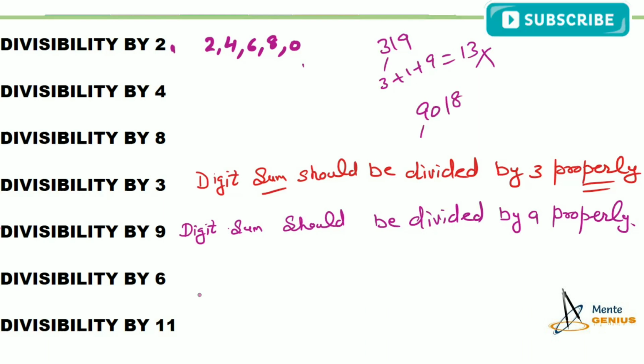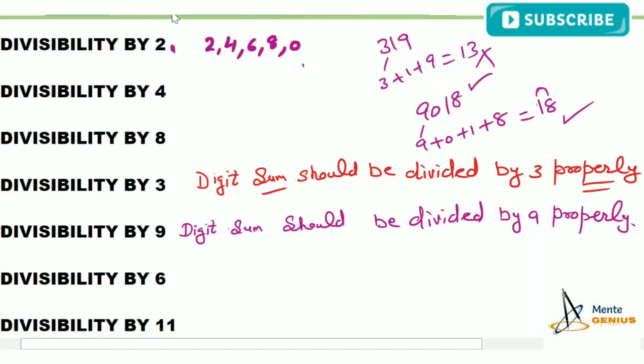9018. Let us check 9 plus 0 plus 1 plus 8. That is 18. 18 will be divisible by 9. Again, we can find the digit sum. 1 plus 8, 9. 9 should be divisible by 9. Okay, this number we can divide by 9 easily.